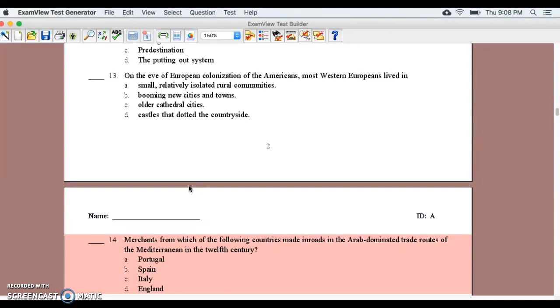Merchants from which of the following countries made inroads in the Arab-dominated trade routes? We'll look in the book where it talks about which of these groups, Portuguese, Spain, Italy, English, were the first ones to really make inroads. And not just which ones, but how and why did they make inroads? Don't forget about all the details that surround these questions.